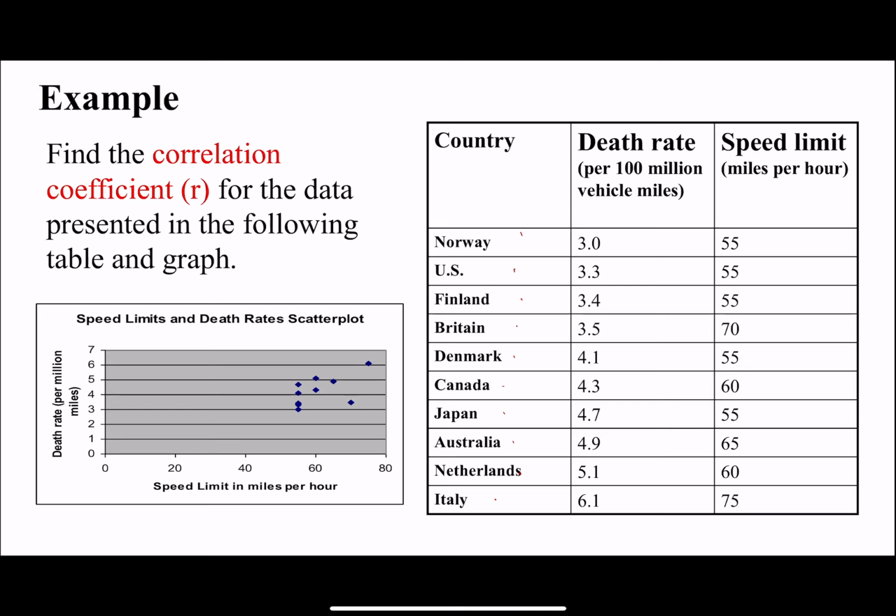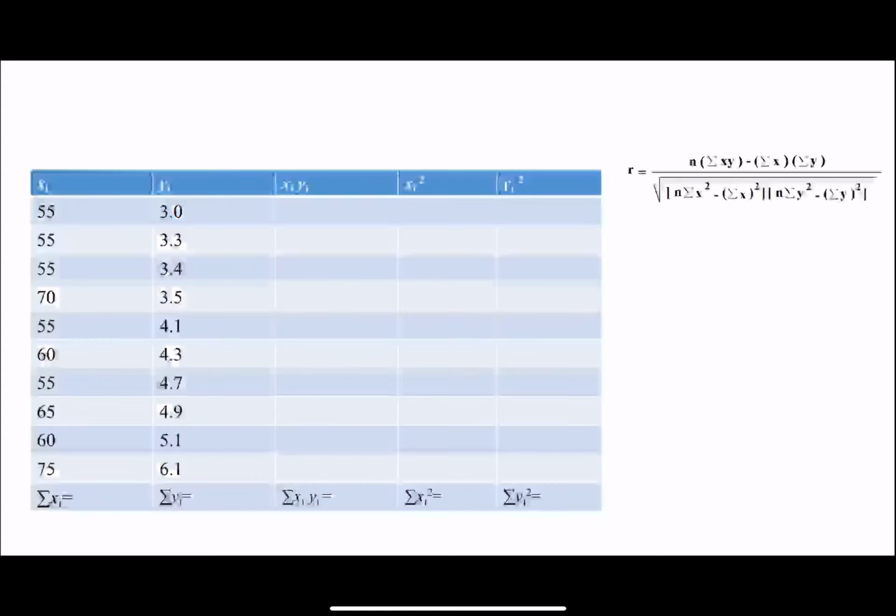If I use a graph, it's really hard to judge. So what I'm going to do, I'm going to use the correlation coefficient. I use the equation to find out what the correlation is. As I said, I'm going to create a table with these columns: one column for x, one for y, one for x times y, one for x squared, and the other one for y squared. So, for example, x is the speed limit and y is the death rate. I choose one of them as x, the other one as y.